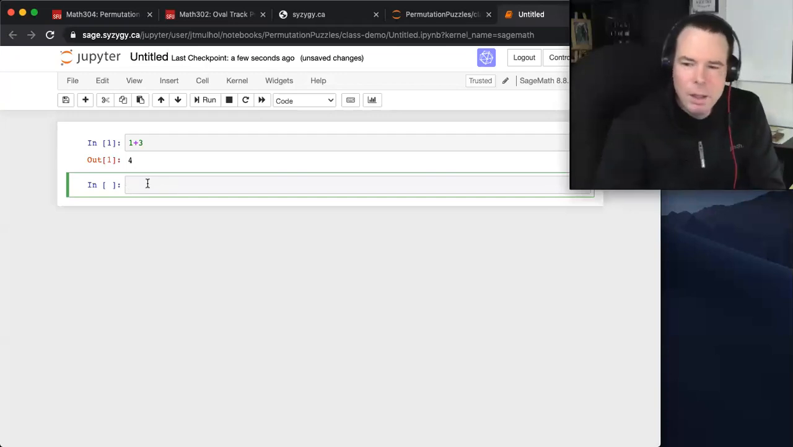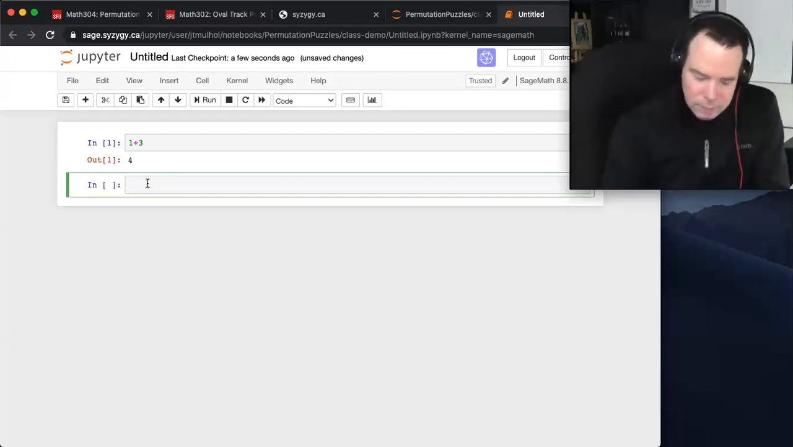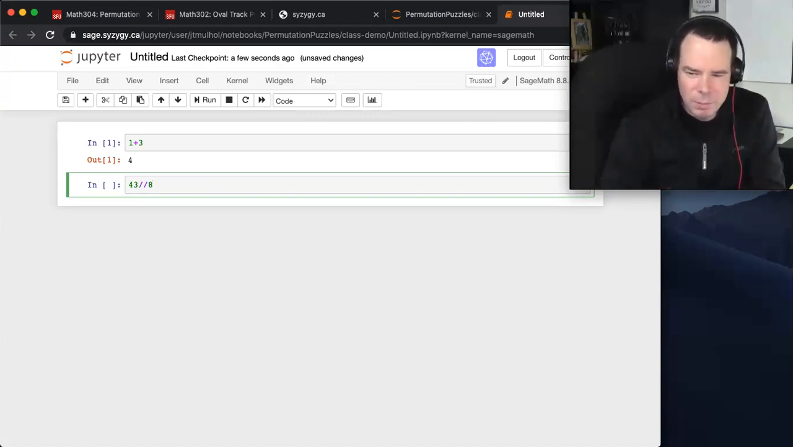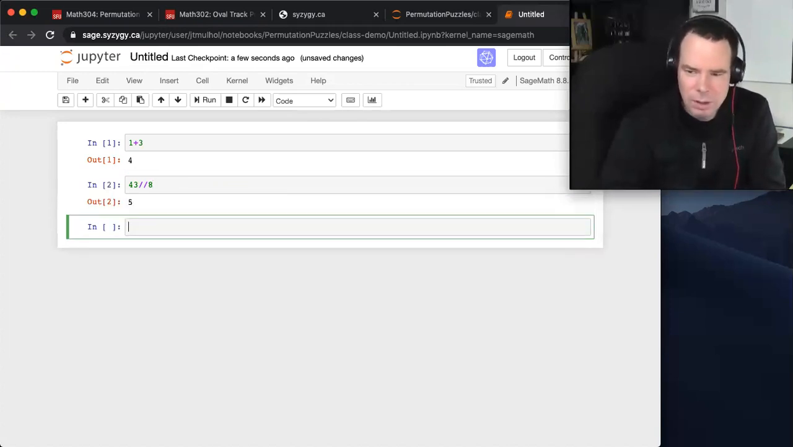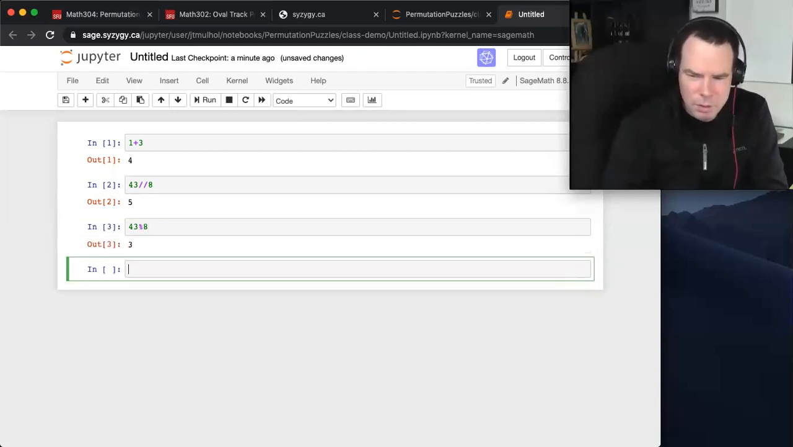That's great. What are we interested in? Well, I had the number 43, and I wanted to know how many times does 8 go into it. If I use this double forward slash, like a division sign, but put 2 of them, 43 divided by 8, this is asking for the integer division, or the quotient. How many times does 8 go into 43? And so it comes back with a 5. And then I can also ask for the remainder, 43 and then %8. And that gives me the remainder, which is 3.